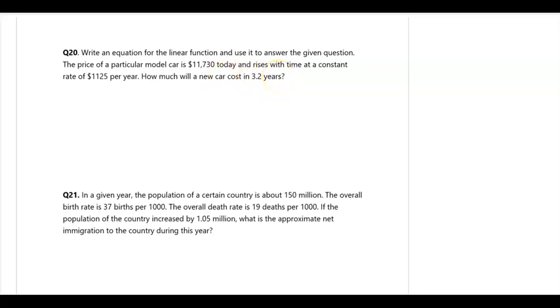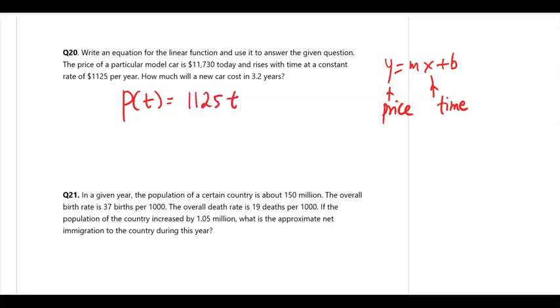So you've got to find the linear function, and the form of the linear function in slope-intercept form is y equals mx plus b. In this case, y is the price, because price is a function of time. Here x is the time. So if you write the function, I can write it as p of x. I should say p of t, because price is a function of time. So p of t equals m, as the slope is 1125, t.